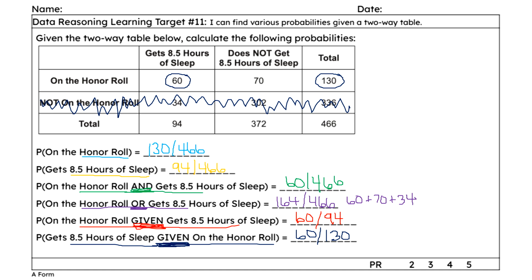But all of the other ones should be out of the grand total of 466. You're looking for specific probabilities. Make sure that if it's "and," then you're just looking at that very specific subset there. Or if it's an "or," then you're including a few more people, and you've got to watch out for that double counting.